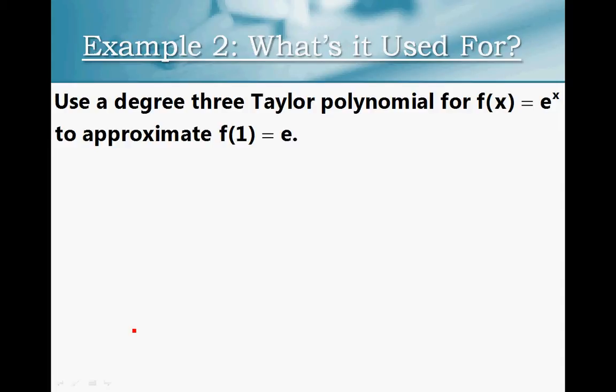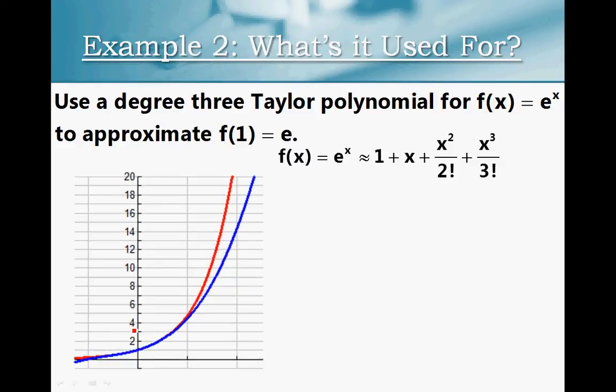So basically, we could use a Taylor polynomial to get a pretty good idea of what the decimal expansion of the number e is. I know that you all know that it's 2.71 something, but we can use Taylor polynomials to get an arbitrarily accurate approximation of the number e. So let's say f of x is equal to e to the x, which is approximately equal to its degree 3 Taylor polynomial, 1 plus x plus x squared over 2 factorial plus x cubed over 3 factorial.